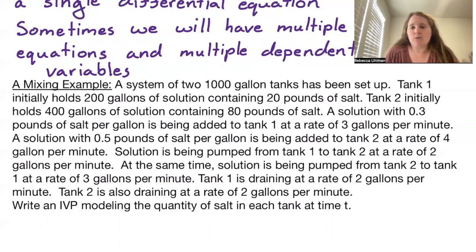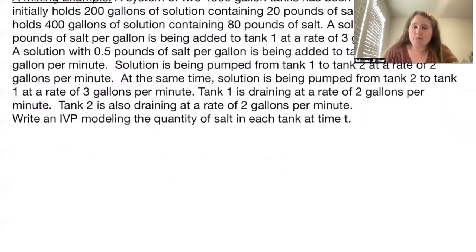Solution is being pumped from tank 1 to tank 2, so pulled out of tank 1, transferred to tank 2 at a rate of 2 gallons per minute. And at the same time, solution is being pumped from tank 2 into tank 1 at a rate of 3 gallons per minute. Tank 1 is draining at a rate of 2 gallons per minute. Tank 2 is also draining at a rate of 2 gallons per minute. Our job is to write an IVP modeling the quantity of salt, pounds of salt, in each tank at time t. So our setup's a little more complicated than we've had before.